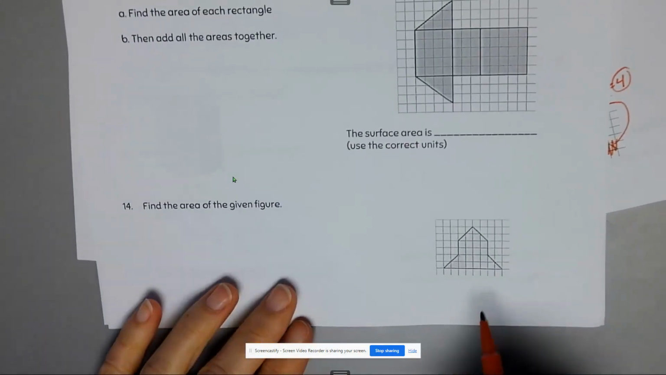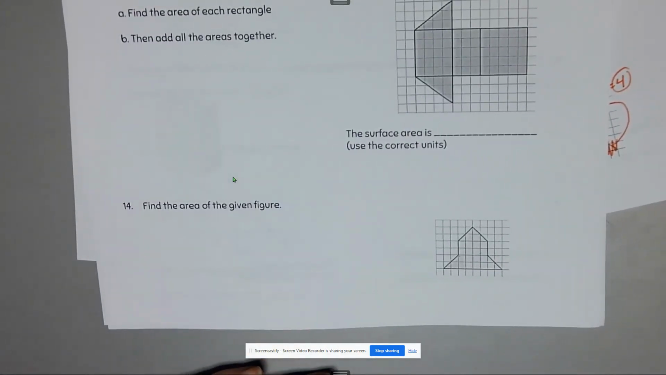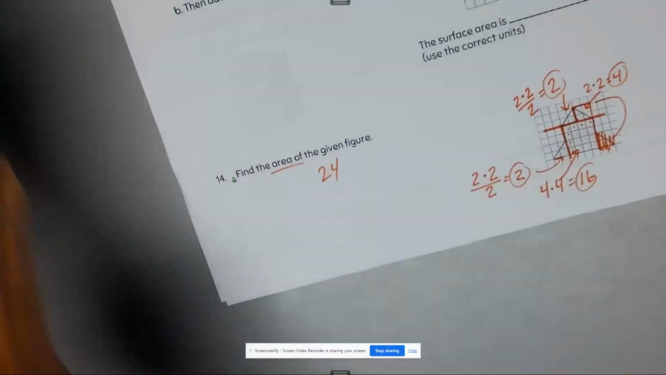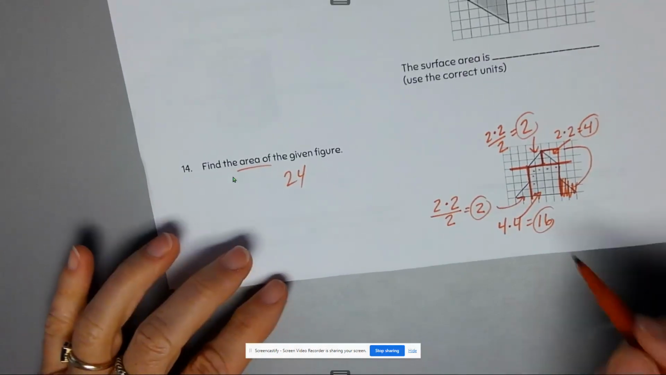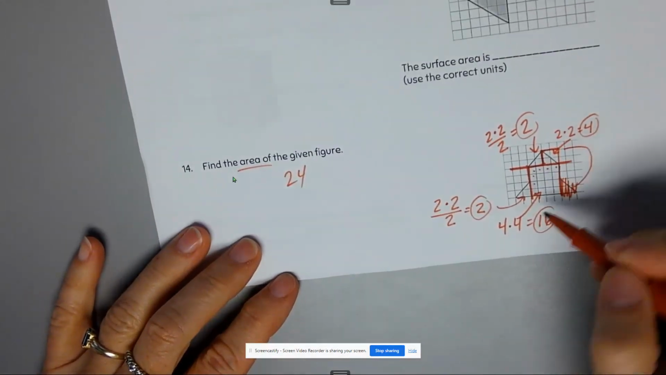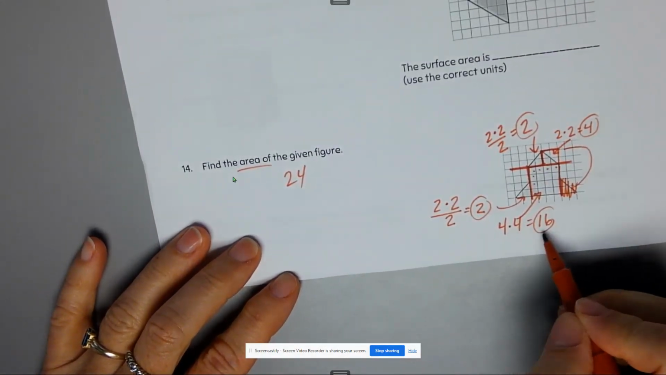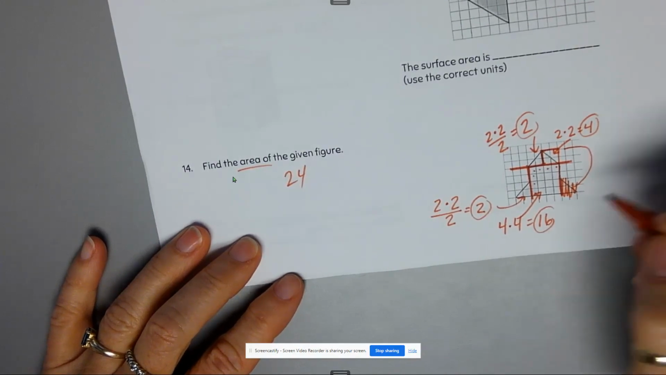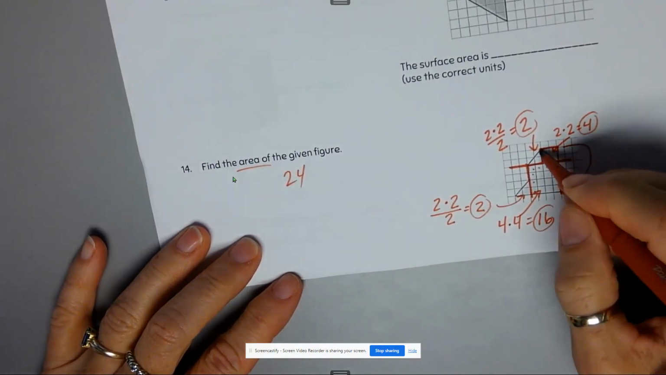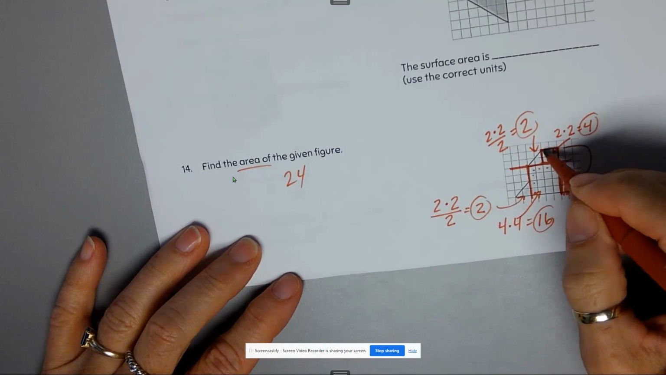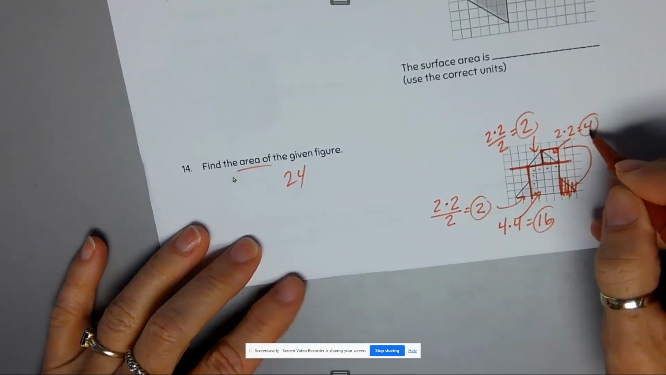Well, this is a composite figure, so you will need to decompose into triangles and rectangles. All righty, I decided to make a rectangle in the center. 4 by 4 is 16. I took this little corner and put it up and made a square. It's a 2 by 2, so it's 4.